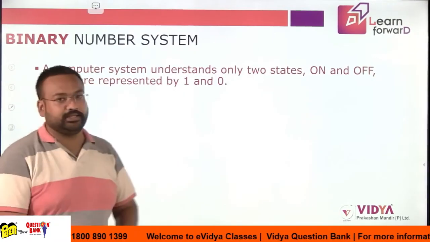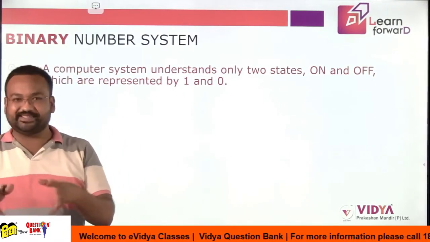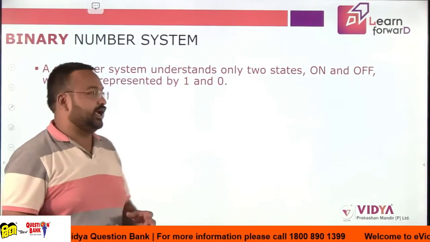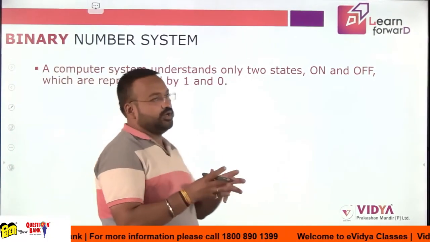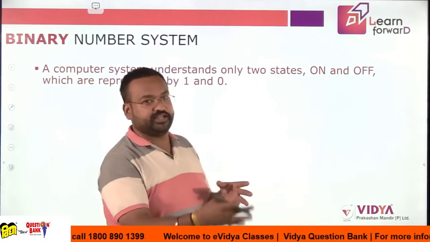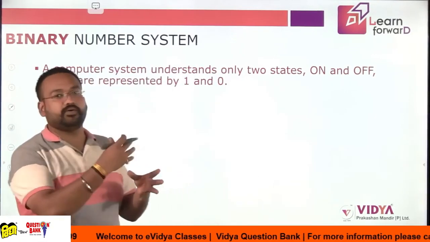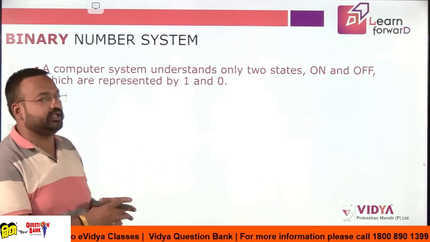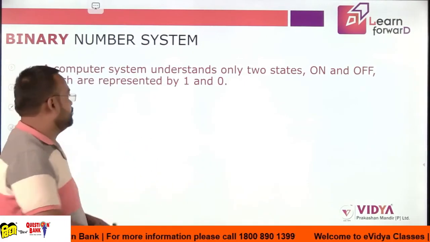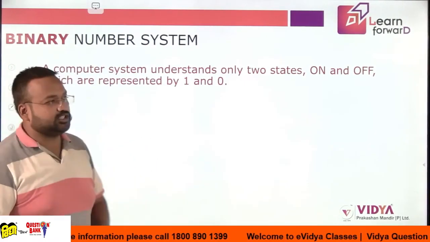So this was the decimal number system, where only 10 digits are allowed, from 0 to 9. If a value is positioned on the left side of the decimal point, then the power of 10 would be increasing, and if it is on the right side, then the power of 10 would be decreasing. Similarly, we have the binary number system.